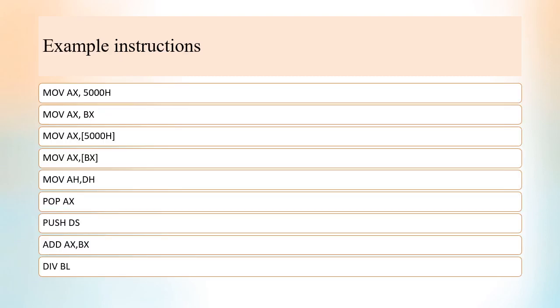Now let us see some example instructions in 8086. MOV AX, 5000H; MOV AX, BX; MOV AX, [5000H]; MOV AX, [BX]; MOV AH, DH; POP AX, etc. When we look at these, the operands are represented in different formats. In different ways we can give operands to the instructions, and these different ways are called addressing modes of 8086.